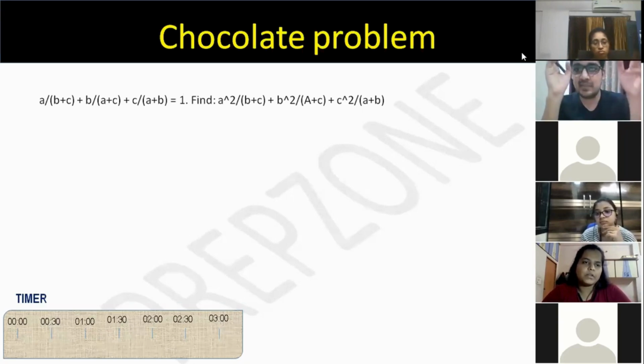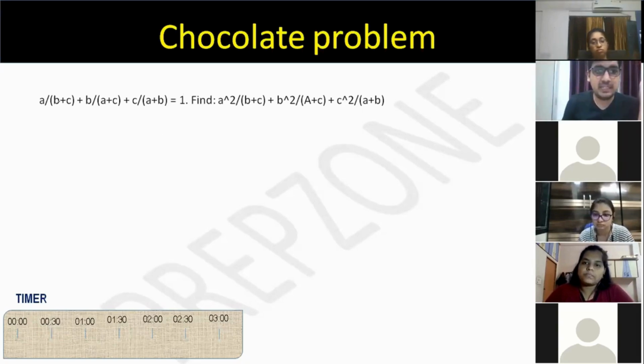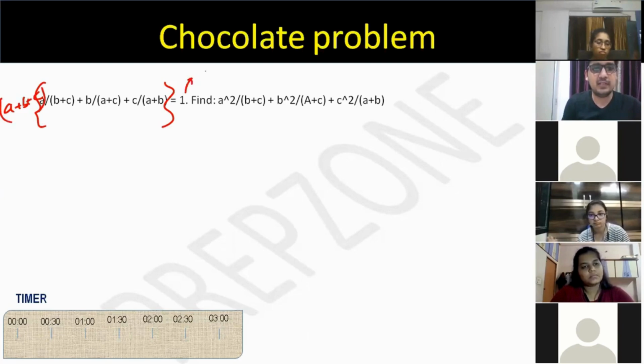So I know that something has to have a, b, and c. So what if I multiply the entire left hand side with a plus b plus c? And then if I do it here, I will also have to do it on the right hand side. Now if I rewrite this equation, this is what?